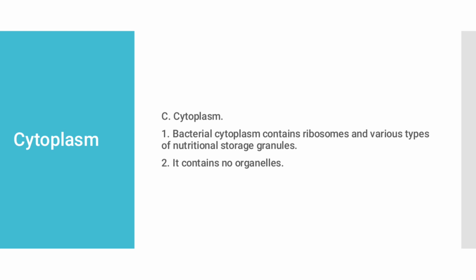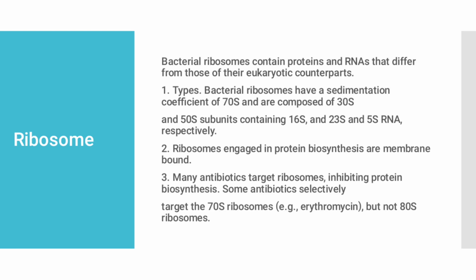While speaking about the cytoplasm, the bacterial cytoplasm contains the ribosomes and various types of nutritional storage granules. It contains no organelles. The bacterial ribosome contains proteins and RNA that differ from those of the eukaryotic counterparts. Bacterial ribosomes have a sedimentation coefficient of 70S and are composed of 30S and 50S subunits. They contain 16S, 23S, and 5S RNA.